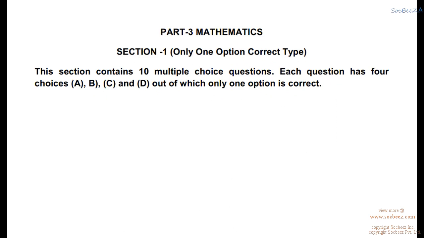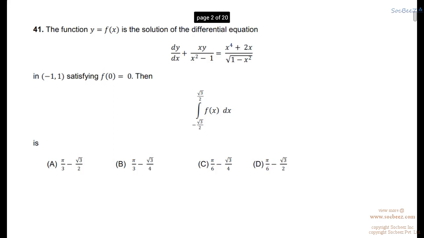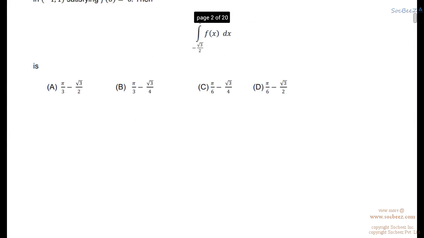The first question says the function y equals f(x) is the solution of the differential equation dy/dx + xy/(x² − 1) = (x⁴ + 2x)/√(1 − x²), in (−1, 1), satisfying f(0) = 0. Then the integral from −√3/2 to √3/2 of f(x) dx is?